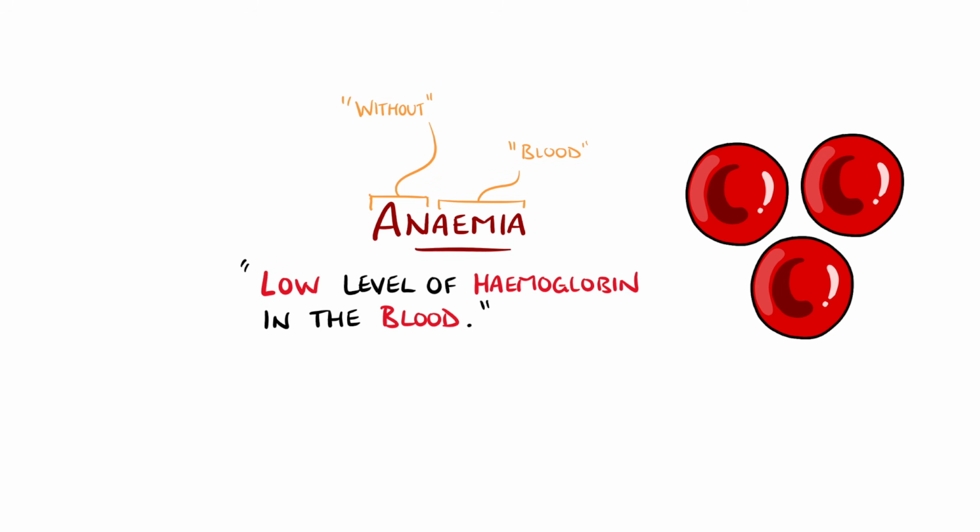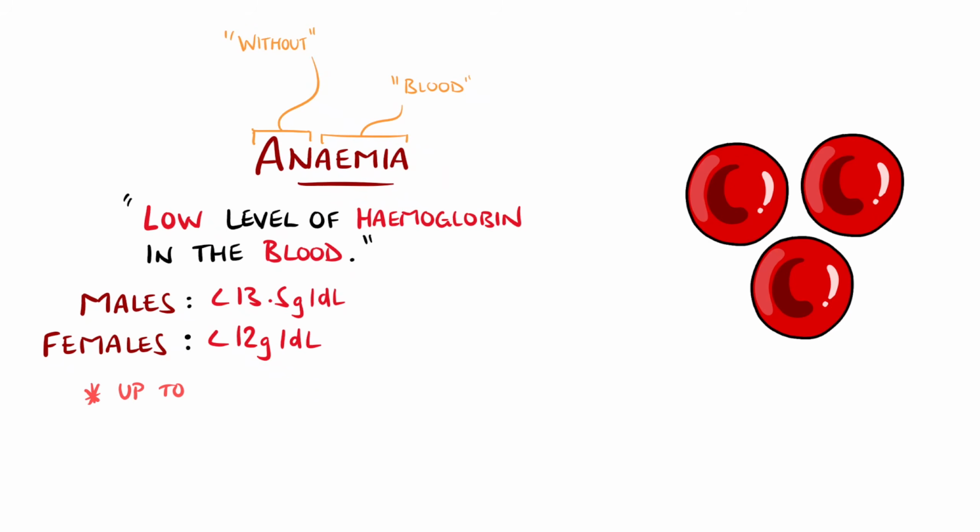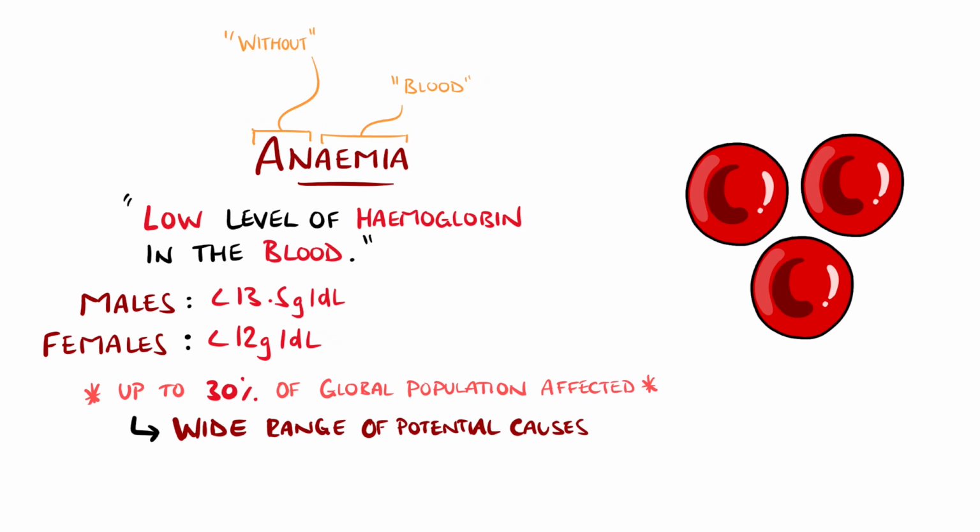Normal values for this vary between labs, however is generally under 13.5 grams per deciliter in males and 12 grams per deciliter in females. It is a commonly found problem. Some sources quote up to 30% of the world's population are affected by it, and part of this is because anemia can be caused in so many different ways, including potentially being a sign of severe disease such as cancer, and therefore a reliable approach is needed.